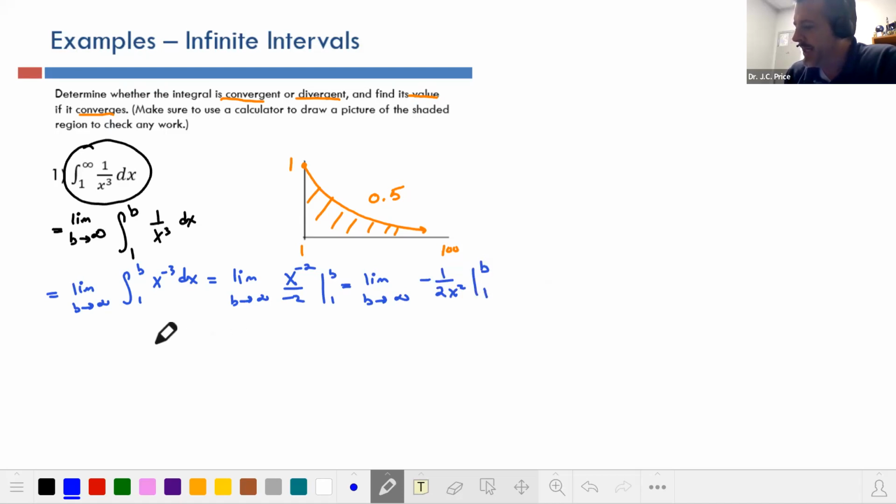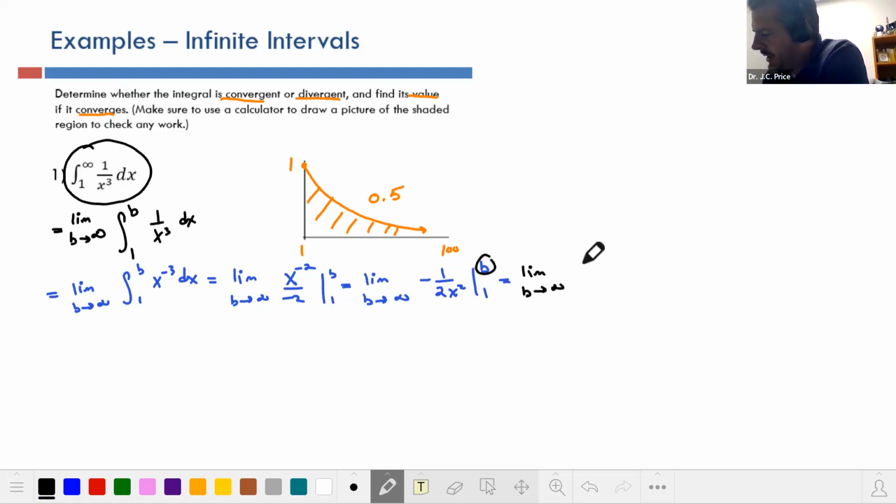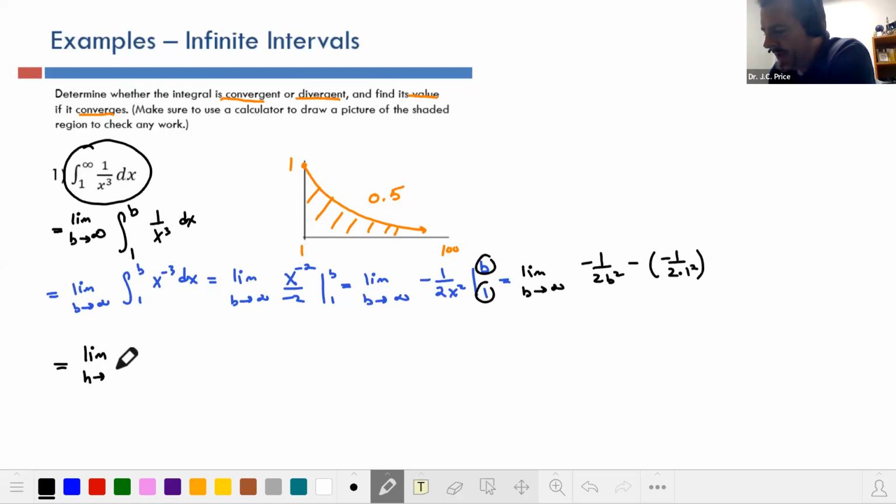And so now I'll plug in my limits of integration here. So this is going to be equal to the limit as b goes to infinity. I'll plug in my upper limit, so we get negative 1 over 2b squared. And then minus, I'll plug in my lower limit, so negative 1 over 2 times 1 squared, which equals the limit as b goes to infinity. Let's just clean it up: negative 1 over 2b squared, and then minus and minus is a plus, 1/2.